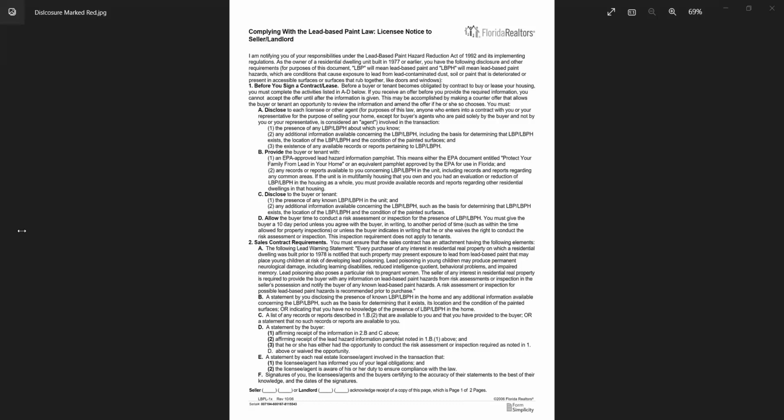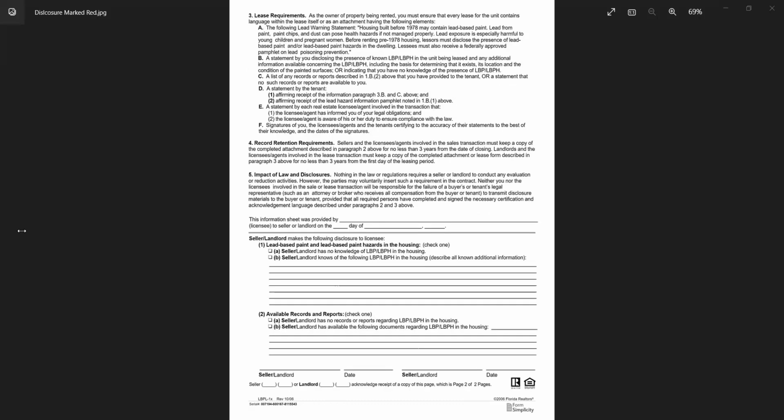So it goes on to talk about before you sign the contract or lease, before you sign a sales contract requirement, lease requirements, record retention requirements, and the impact of law disclosure. And you're going to have here, this information sheet was provided by, and if you're the listing agent, you're putting your name here, to the seller or landlord, and you're going to date this instrument. And then the seller or landlord is going to fill out the rest of it.